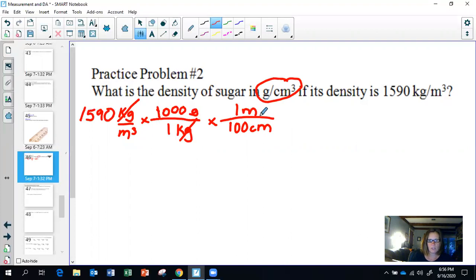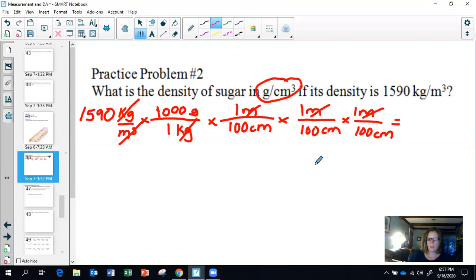So in order to get meters cubed to cancel, I'm going to use this conversion 3 times. Meters times meters times meters. So it's the same conversion factor used 3 times. If you're going to cube the unit, you have to cube the numerical factor that's associated with it as well. Now I'm ready to take meters cubed and cancel it. So now you're going to pause the video and do this calculation and round to the correct number of sig figs. Then you'll be checking your answer with me.